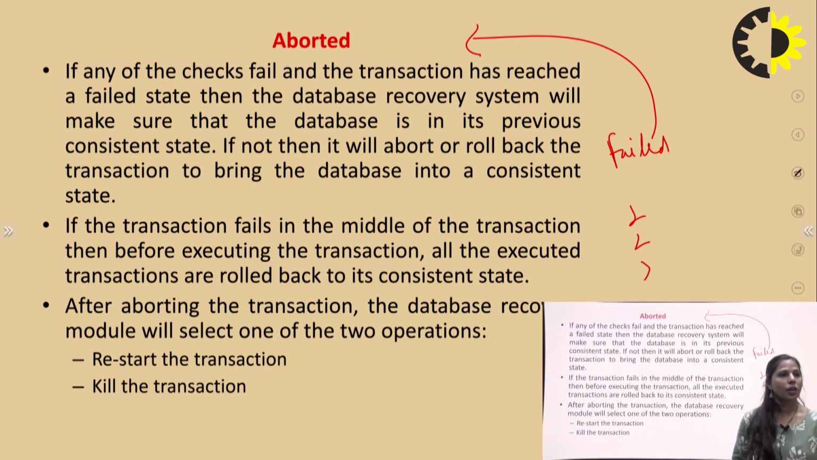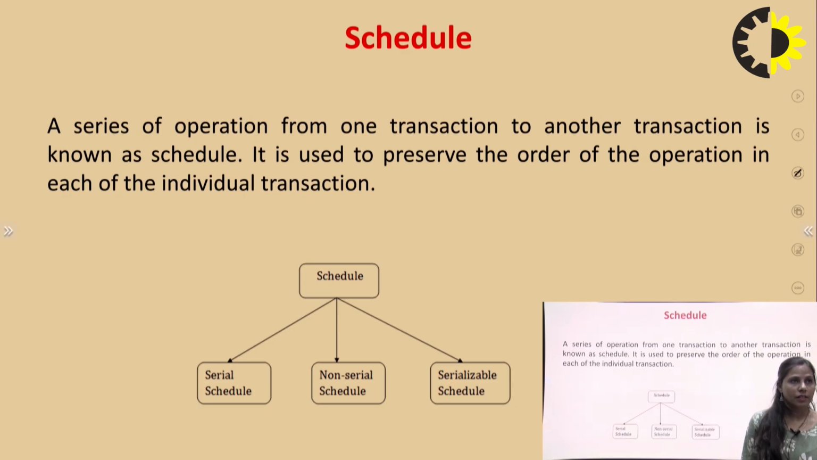After aborting the transaction, the database recovery module will select one of two operations: either restart the transaction or kill the transaction. These are the two operations under the aborted state. Either we follow all the steps and start again from the active state, or we can kill that particular transaction at that point. Then we can move on to the schedule.